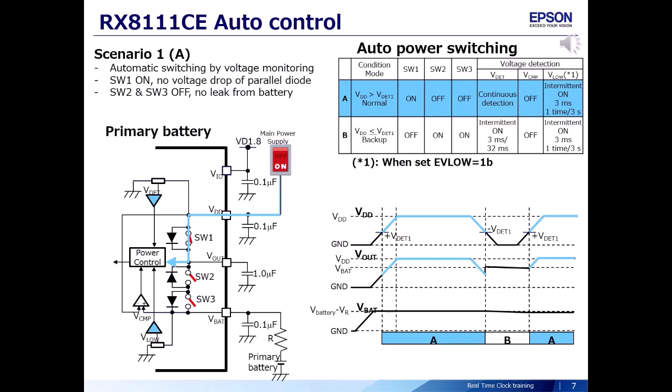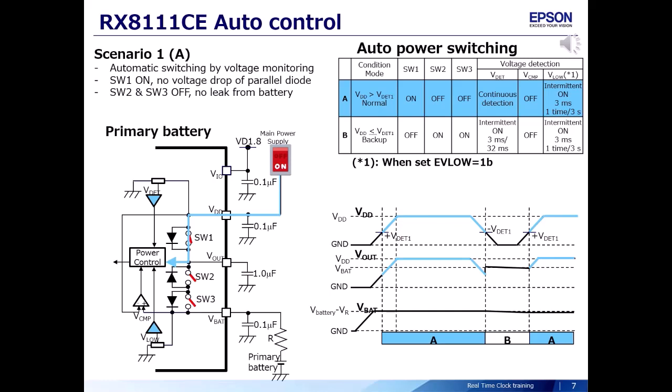Scenario 1, Case A. The condition is in case VDD more than VDET1. VDET1 is detection voltage. We call normal mode. In this case, switch 1 is on, switch 2 and 3 are off.